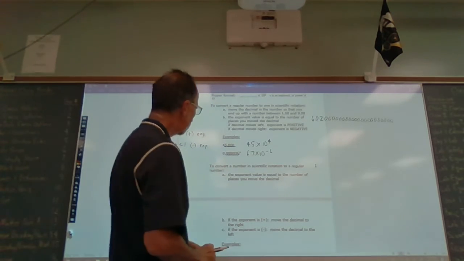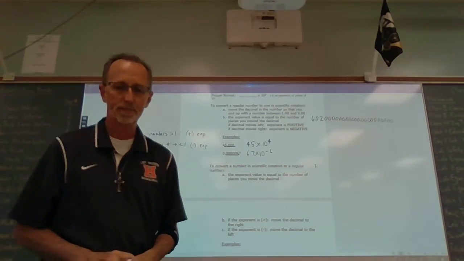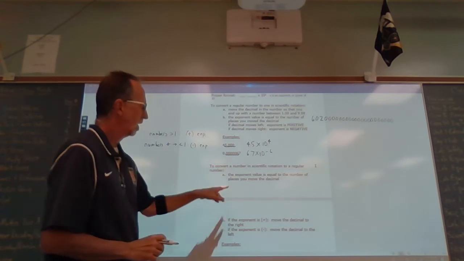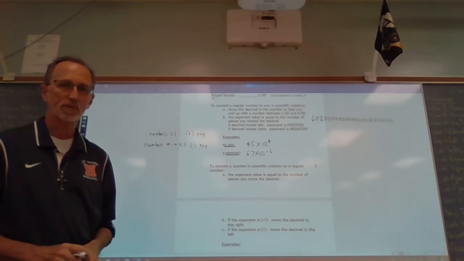Okay? To convert a number in scientific notation to a regular number, all right, so now we're going to do the opposite. The exponent value is equal to the number of places you move the decimal. All right?